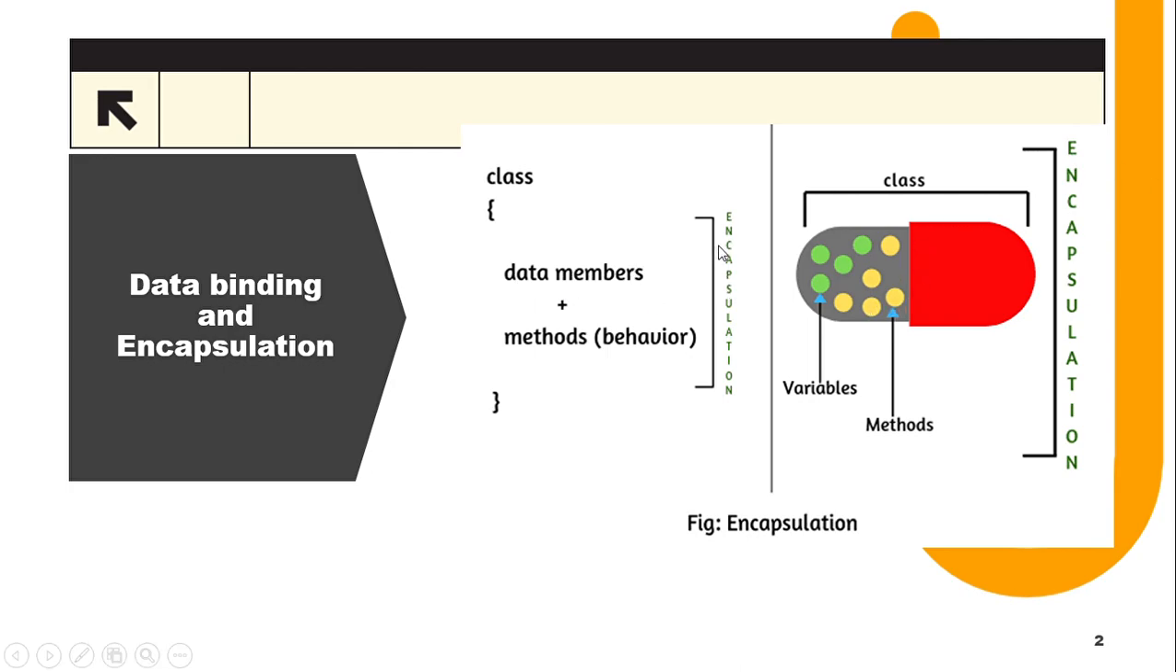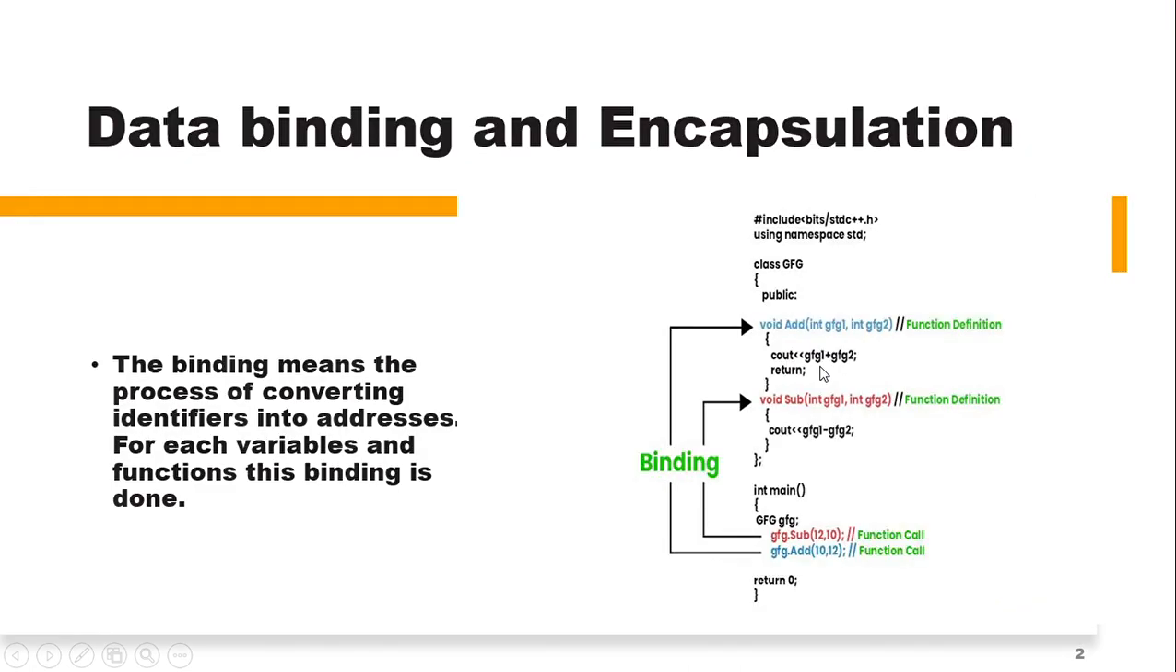have many data members, that means the variables which hold the data, and the methods, that means the functions which perform the calculation or whatever work you want to do with the help of that class. So it will be called one single entity with many particles inside it. That's why it is called encapsulation. This is the example of data binding. Here, with the help of an object, I am able to call the function. This is called data binding.